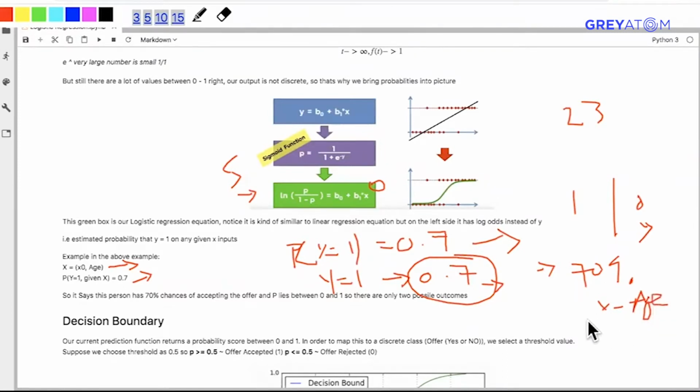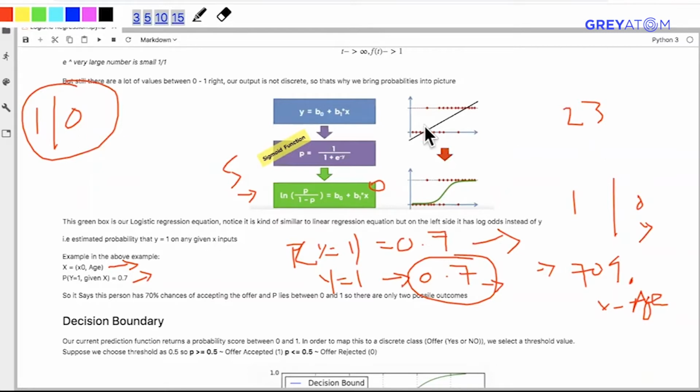So guys, that's the difference between linear and logistic regression. Linear regression is continuous, and logistic regression would always deal in probability values. But we talked about that the output should always be 0 or 1. We'll see next how we map our probability values to 0 or 1.